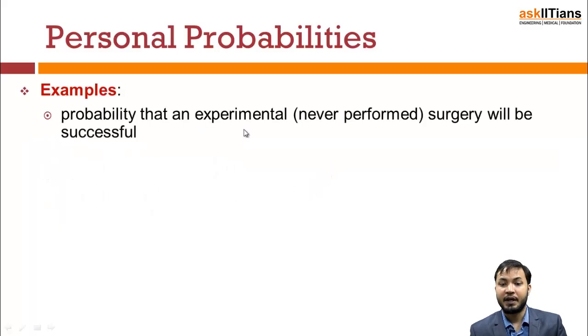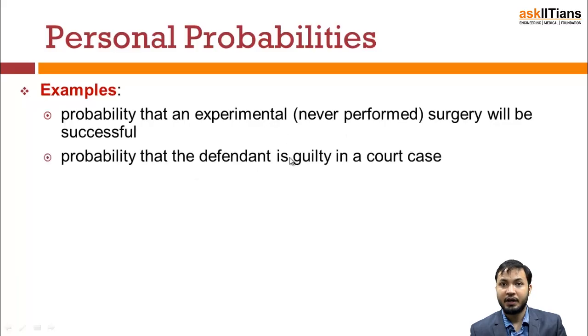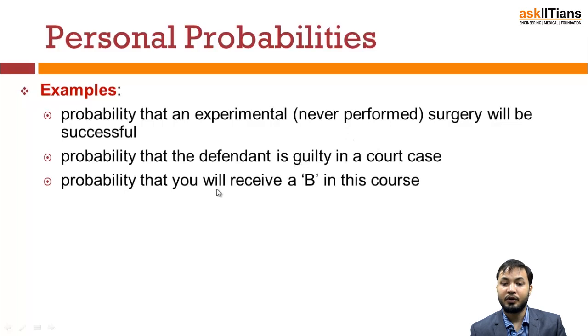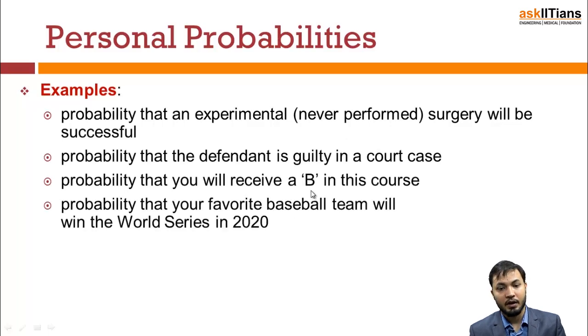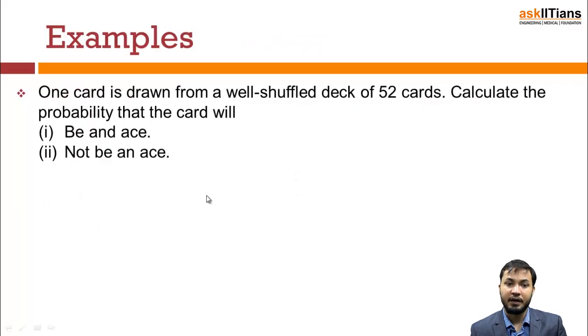Examples: the probability that an experimental, never-performed surgery will be successful. The probability that the defendant is guilty, again personal probability. The probability that you will receive a B in this course, again personal probability. The probability that your favorite baseball team will win the World Series in 2020. Events like this define personal probability.